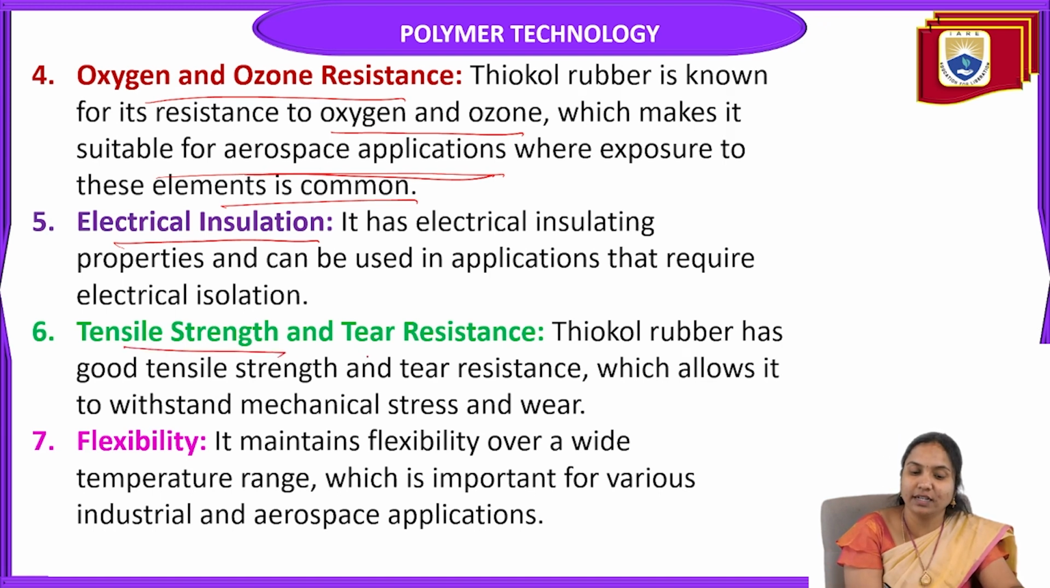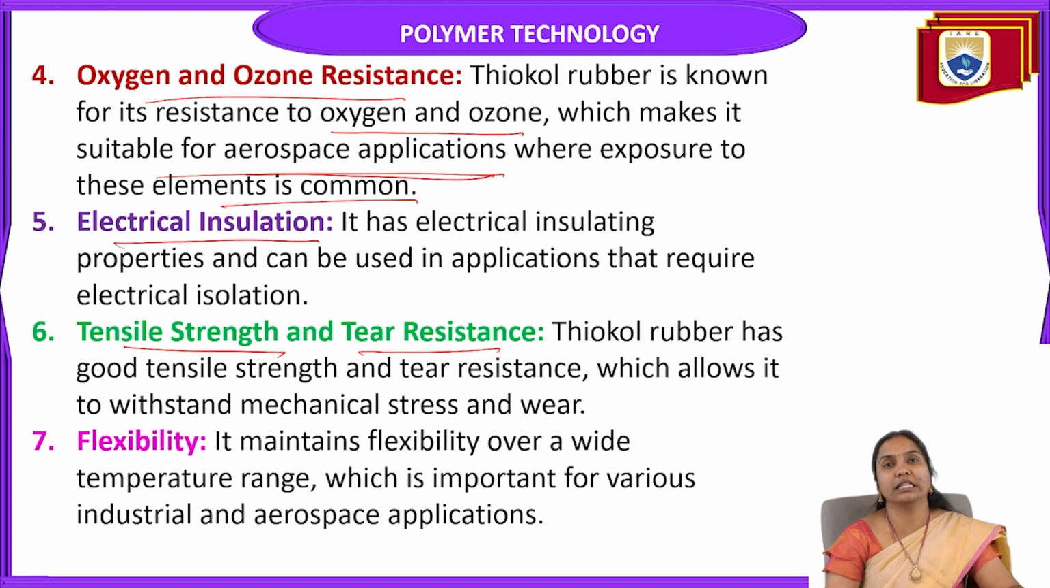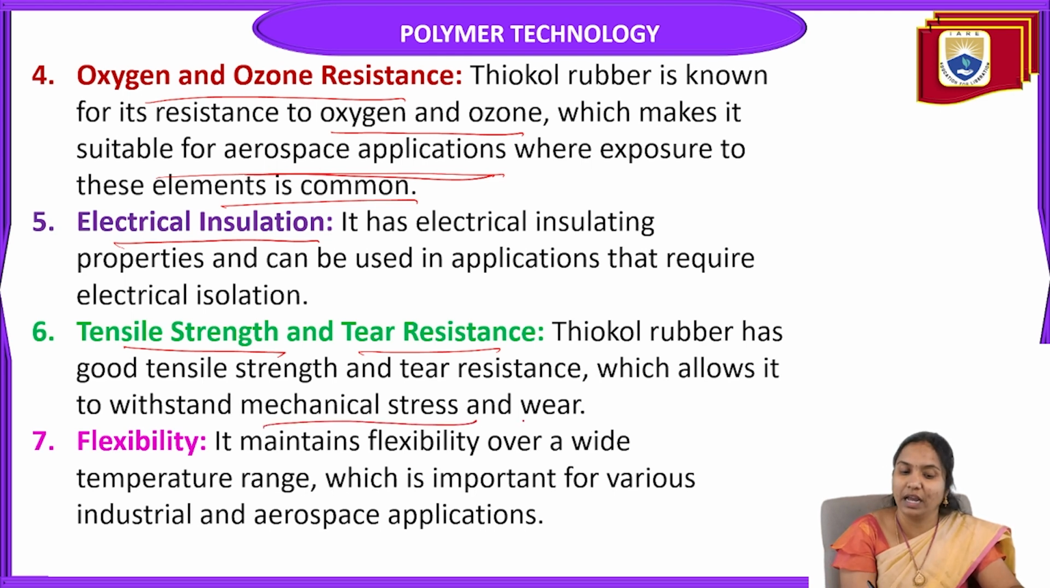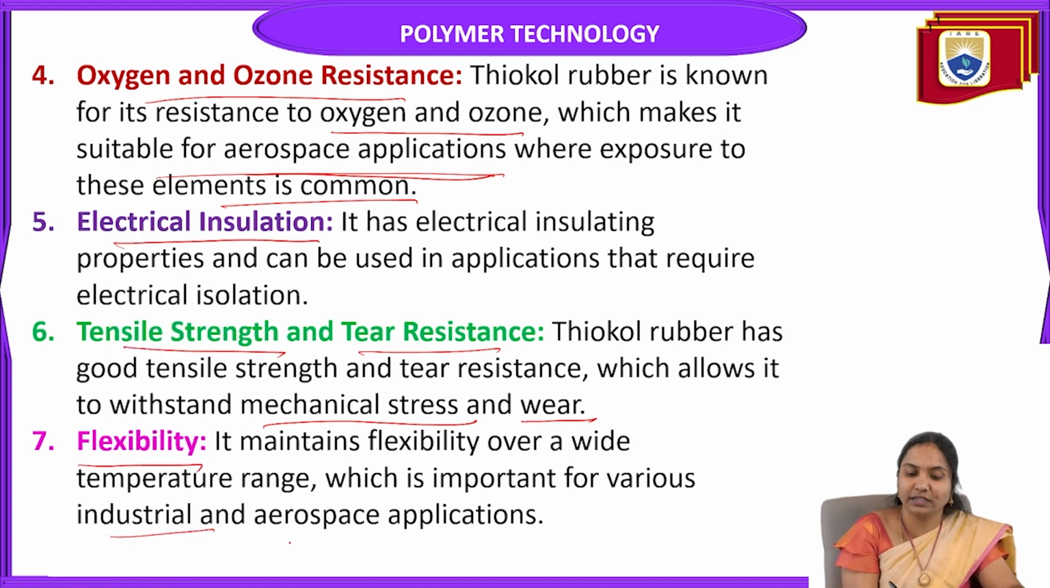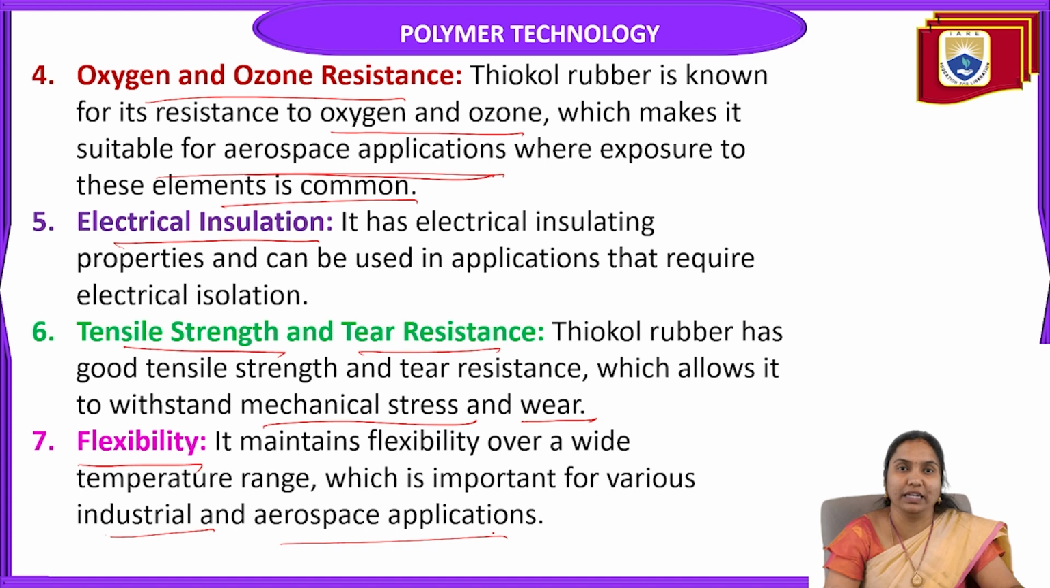And next, tensile strength and tear resistance. Thiokol rubber has good tensile strength and tear resistance, which allows it to withstand mechanical stress and wear. And next, flexibility. It maintains flexibility over a wide temperature range, which is important for various industrial and aerospace applications.